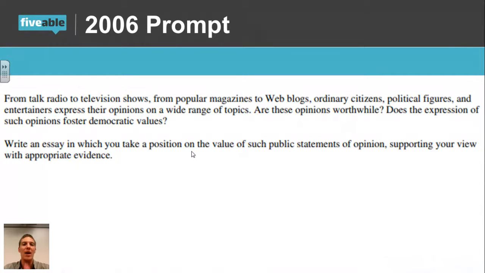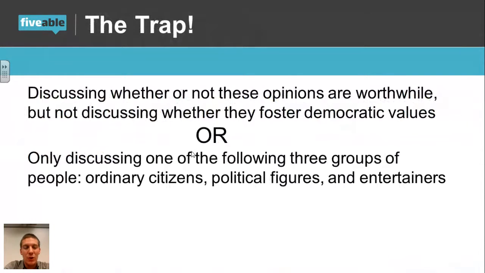Now, before I flip the slide, I want everyone thinking actively, what do I have to write about here? And what might the trap be? Because if you can identify the trap that other people are going to fall into, you can avoid it yourself. Here's the trap that I've seen. In fact, there's 2. So first, many students writing this essay discuss whether or not these opinions are worthwhile, but they don't discuss anything about fostering democratic values.